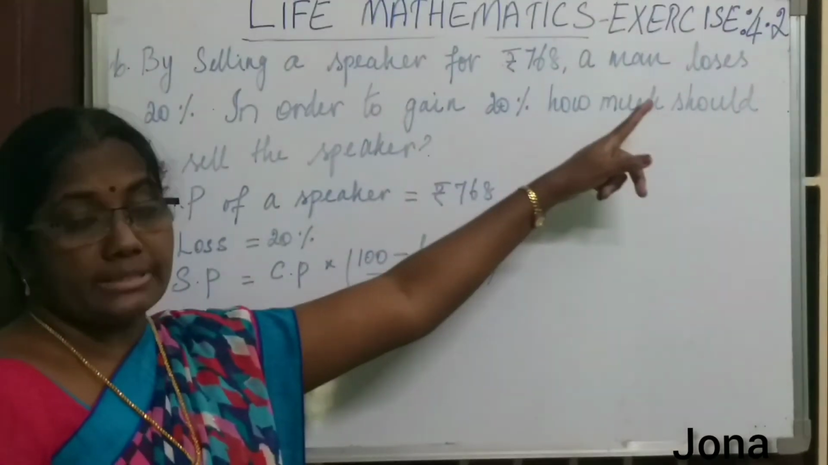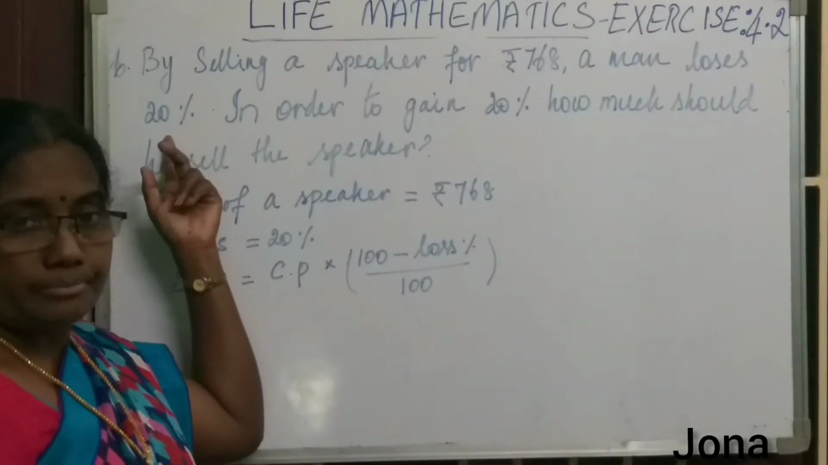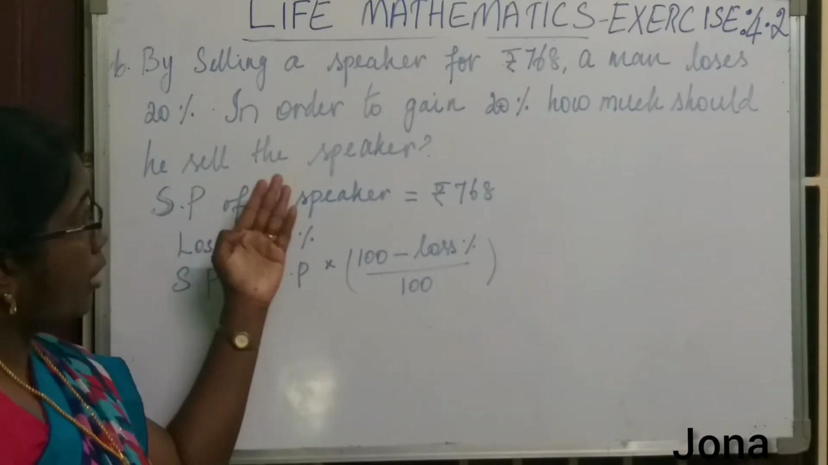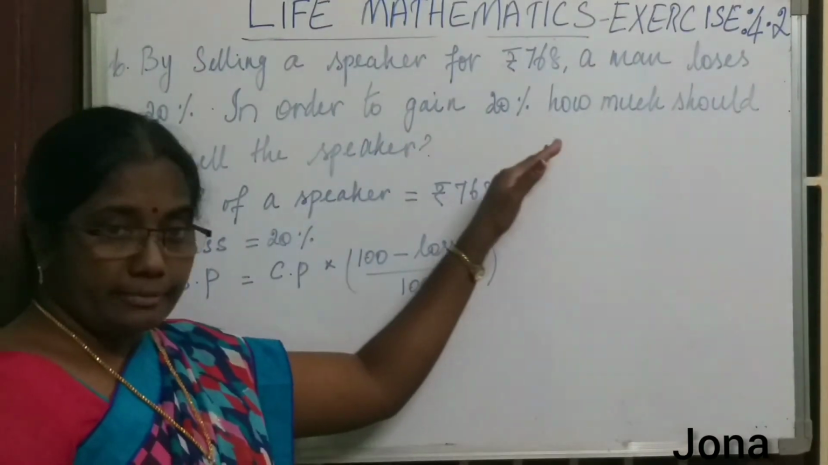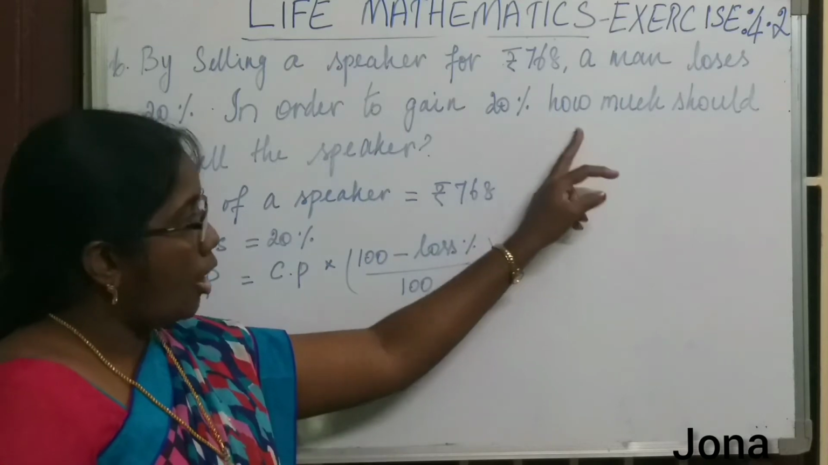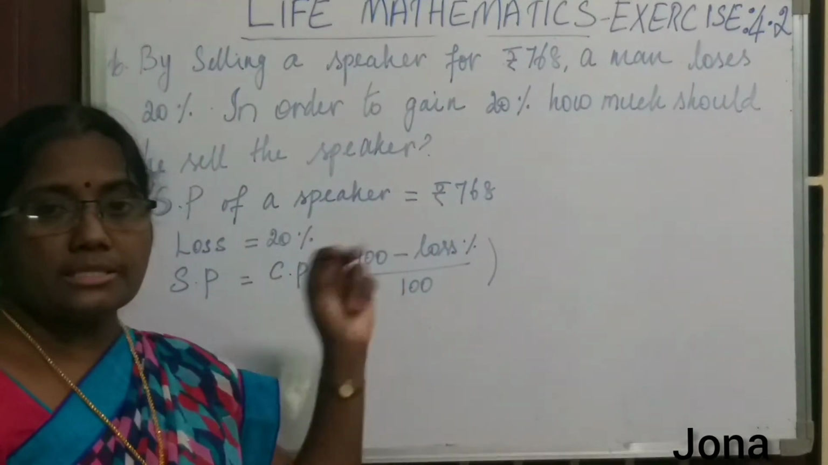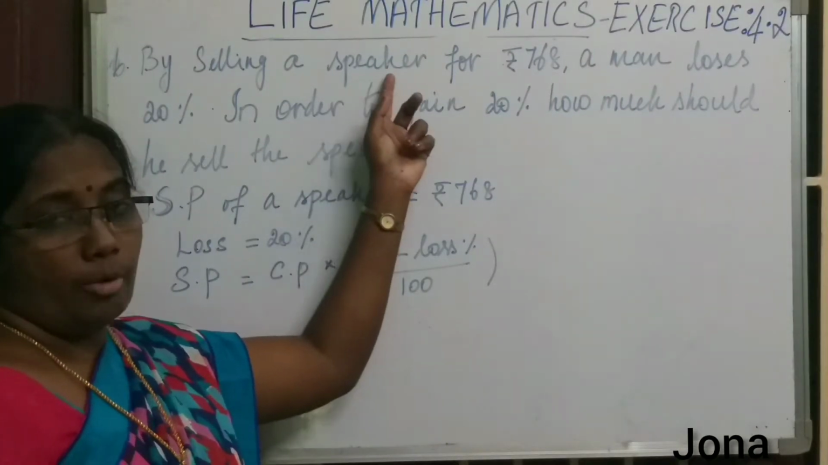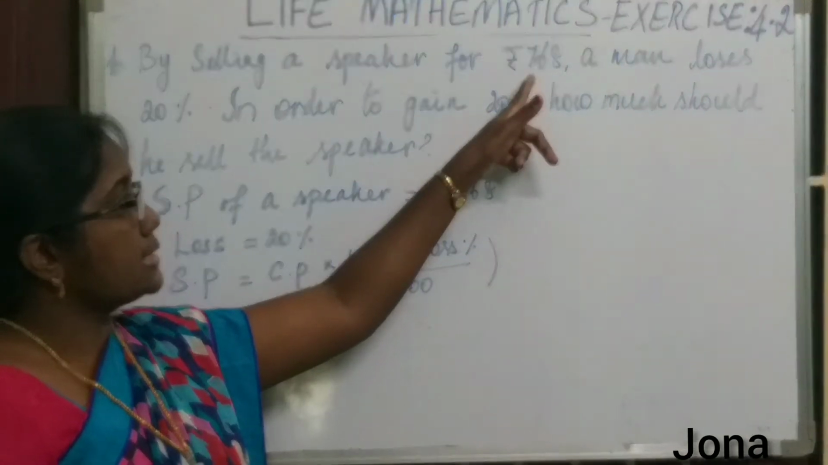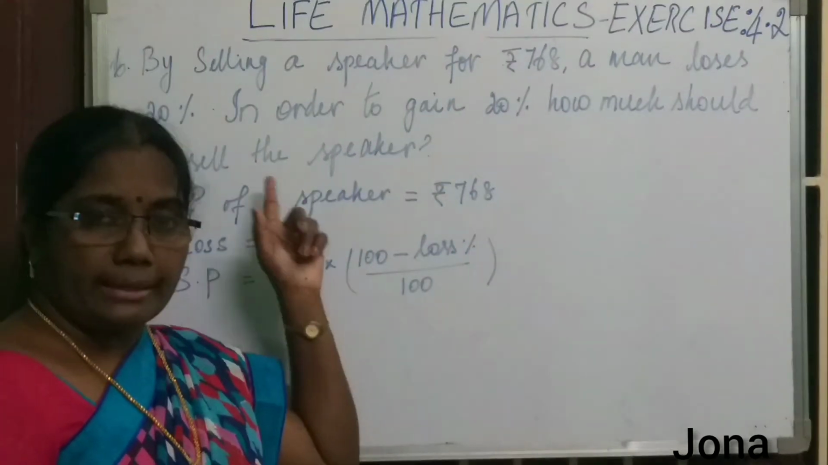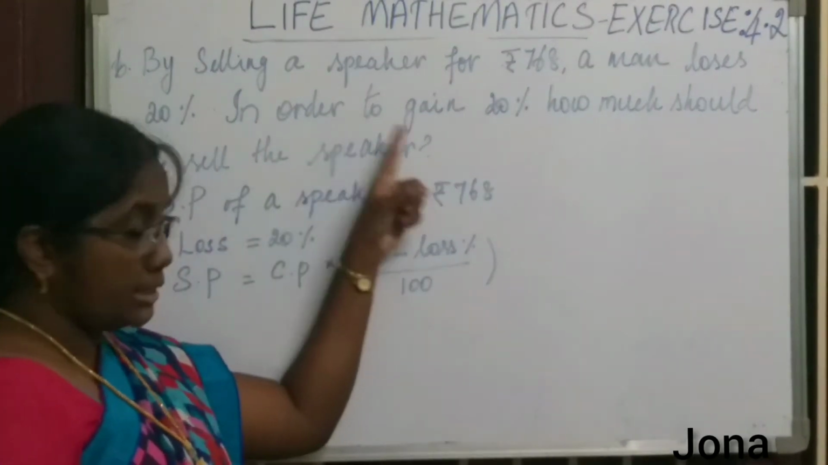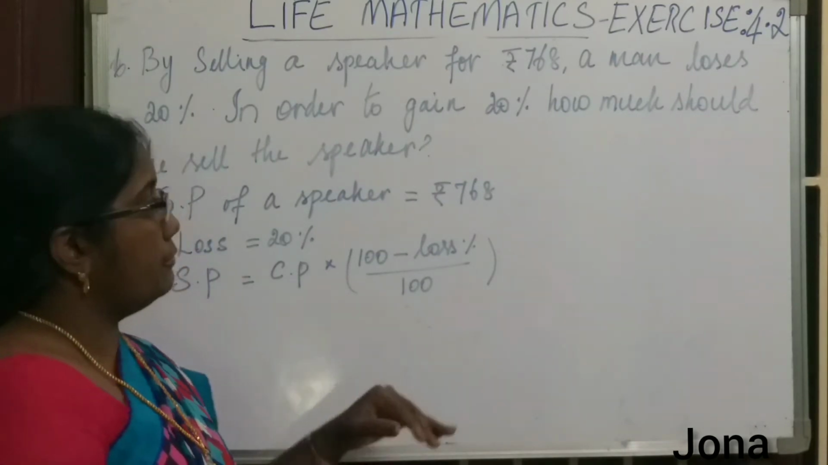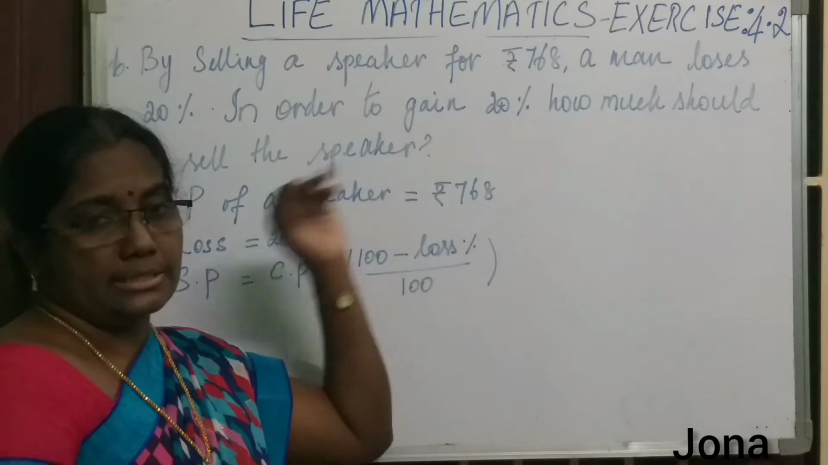How much does he lose there? 20 percentage. So that loss is 20 percentage. Here we want to find, in order to gain 20 percentage, how much should he sell the speaker? For this we want to find the cost price of this. The selling price is 768. That loss is 20%. According to these two, we want to find the cost price. Then only we have to calculate for this gain of 20%.